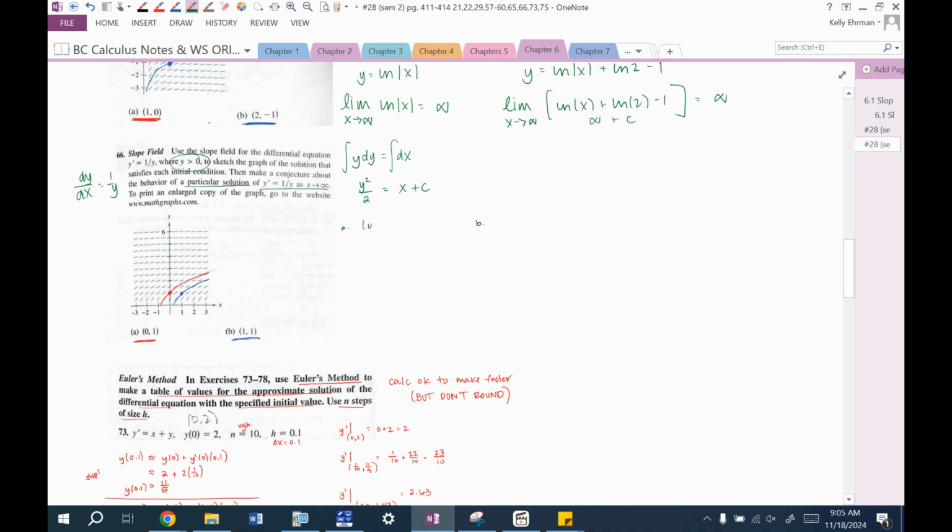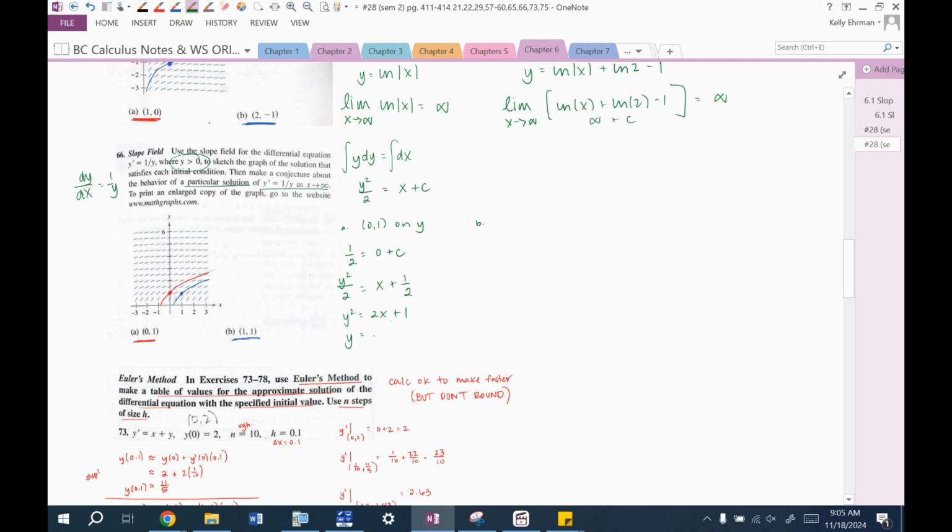All right, so the point 0, 1 is on y. So that means that we can put in 1 for y and 0 for x. So I get c equals 1/2. So it's y squared over 2 equals x plus 1/2. You want to solve for y, so multiply by 2. Now y squared equals 2x plus 1.